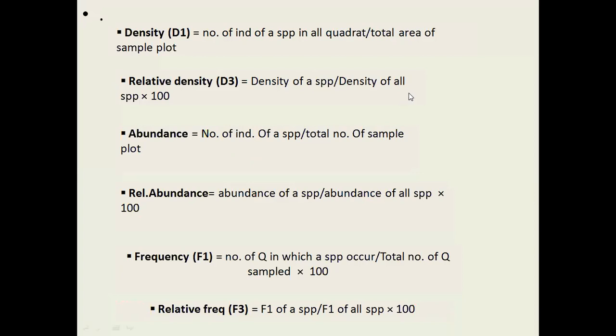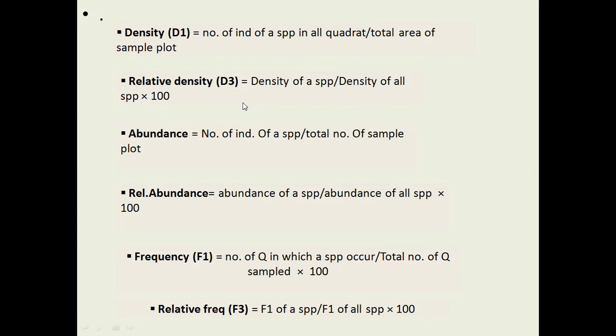Now the density, which is denoted by D1. Density is the number of individuals of a species in all quadrants divided by the total area of the sample plot. It is the total number of species, for example the species A, in the total area of sample plot. And the relative density, which is denoted by D3, is the density of a species divided by the density of all species multiplied by 100. Here we have also multiplied it by 100.